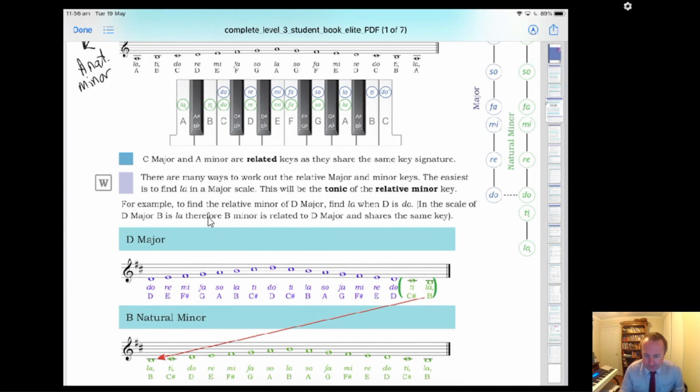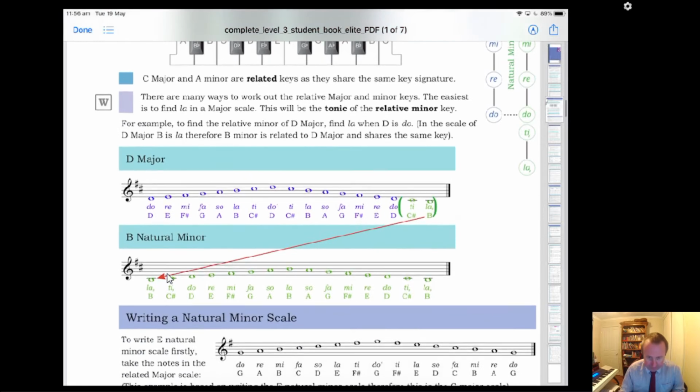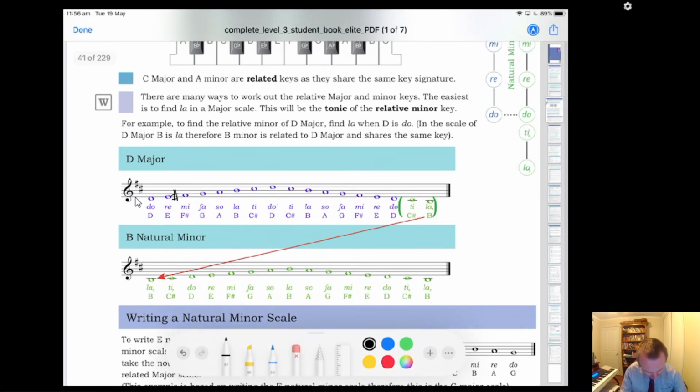So let's have a look at this pair of scales now. We're going to look at D major. So here's a D major scale. We know it's a D major scale because it starts on D, it ends on D, and it has F sharp and C sharp in the key signature. I'll even just pop them here so it's obvious where they sit in the scale.